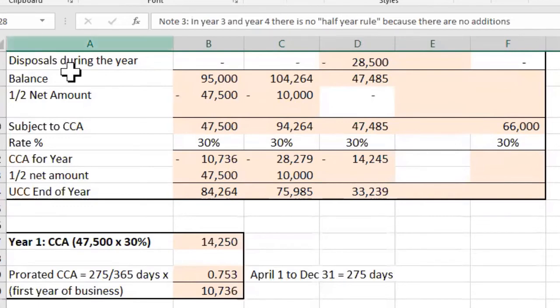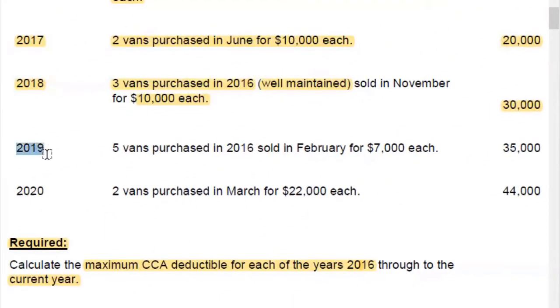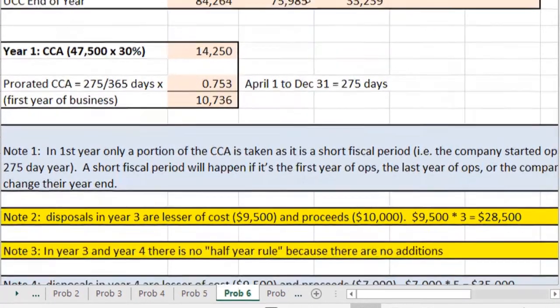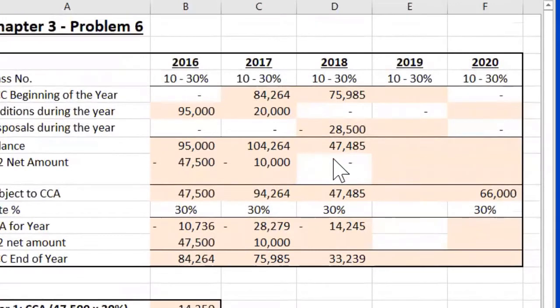We'll find that in year 4 it's similar. But don't take my word for it. Let's read the problem narrative. Hey, it's 2019, guys. 5 more vans that were purchased in 2016 are sold in February for $7 grand each, meaning we have a total of $35,000. That is the proceeds of disposition. Once again, when we go to dispose of some assets in 2019, let's take a look. First off, we'll carry forward the balance from the prior year. And then again, like I said, we have some disposals during the year.